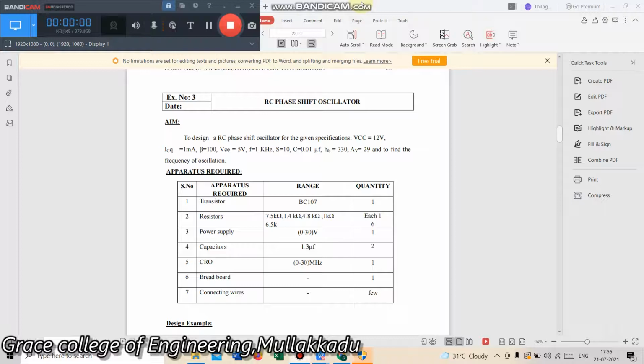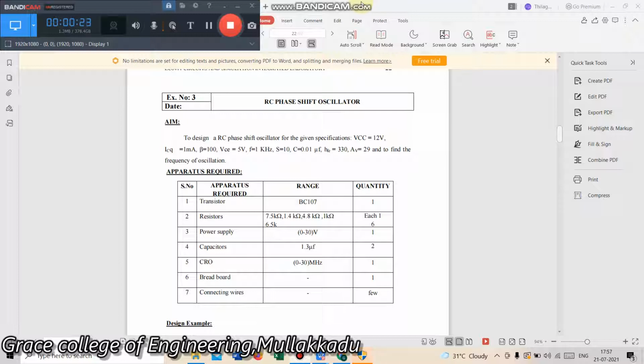Now we are going to see about the RC phase shift oscillator. Our aim is to design an RC phase shift oscillator with VCC equal to 12 volt, ICQ equal to 1 milliamp, beta equal to 100, VCEQ equal to 5 volt, F equal to 1 kilohertz, C equal to 0.01 microfarad, HFE equal to 330 and A equal to 21.